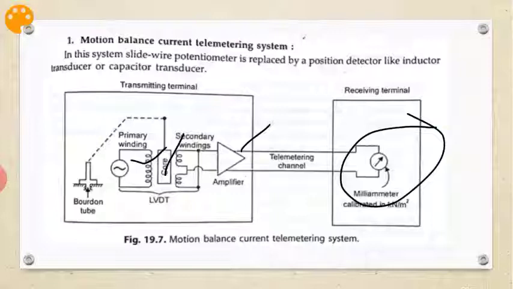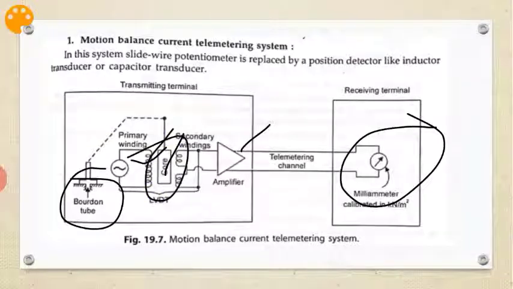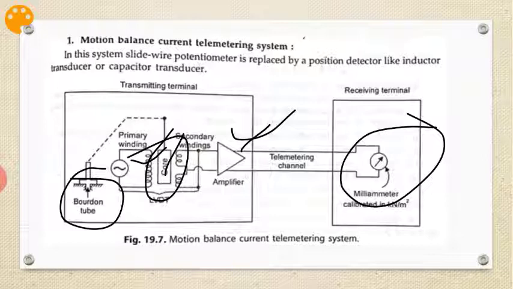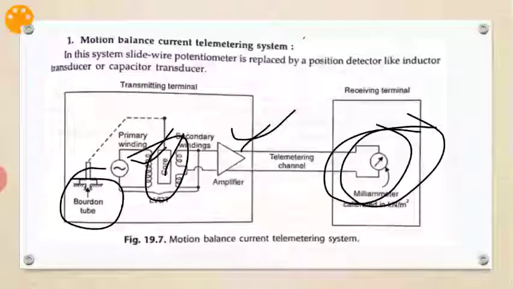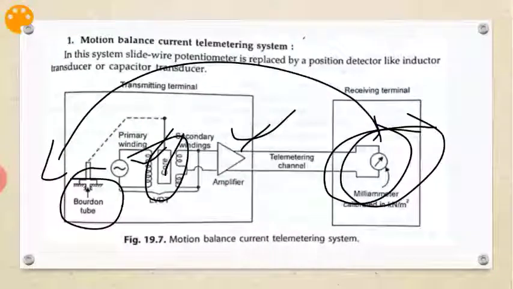Now the working. The pressure acting on the Bourdon tube causes a displacement which moves the core of the LVDT. I repeat, the pressure detected by the Bourdon tube causes a displacement, so the core of the LVDT moves, thereby producing a voltage output which is amplified by an amplifier and then rectified. This voltage produces DC current in the telemetric channel and is measured by a DC milliammeter, which is directly calibrated in terms of the pressure being measured.